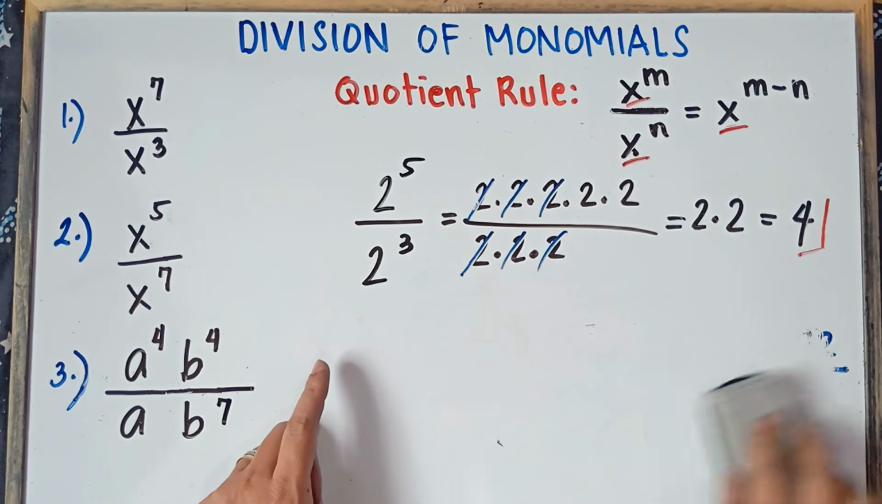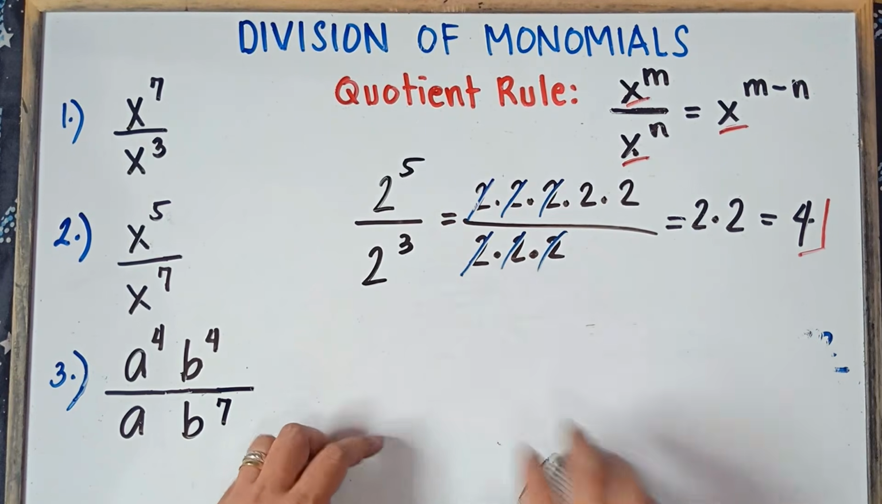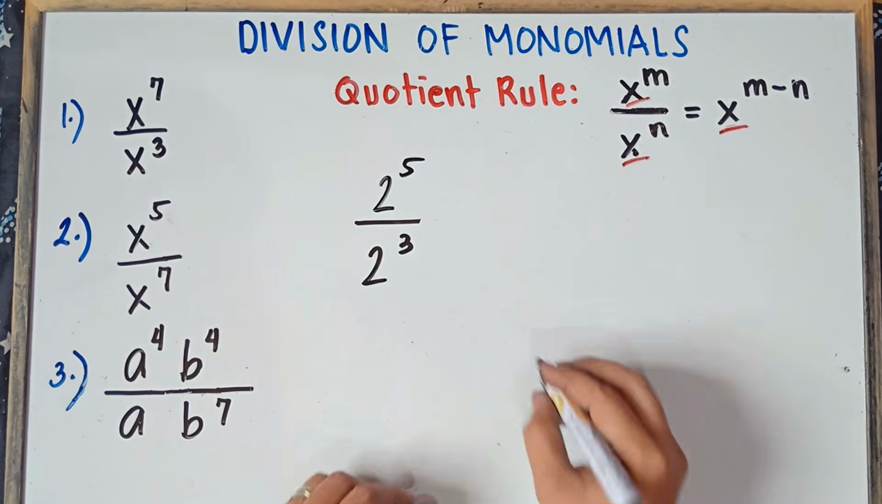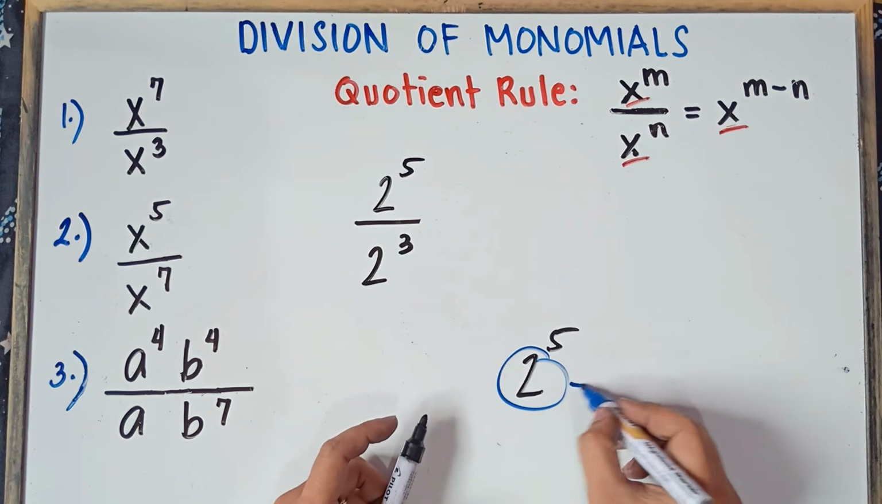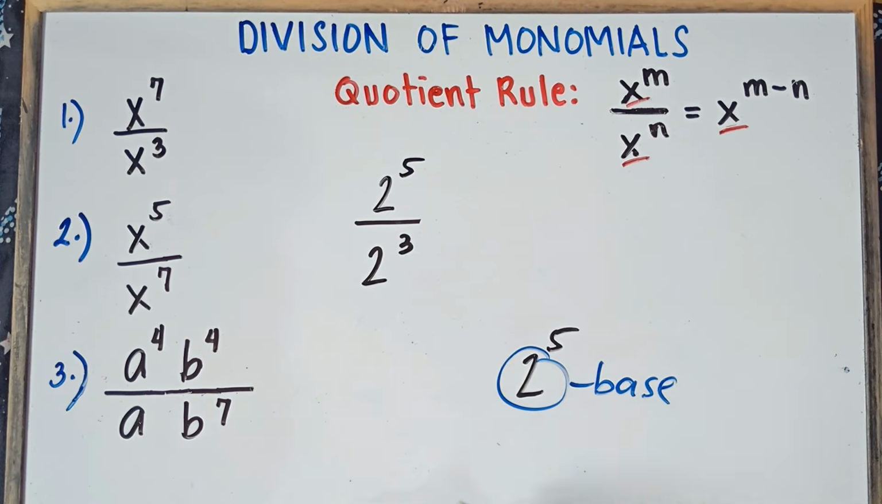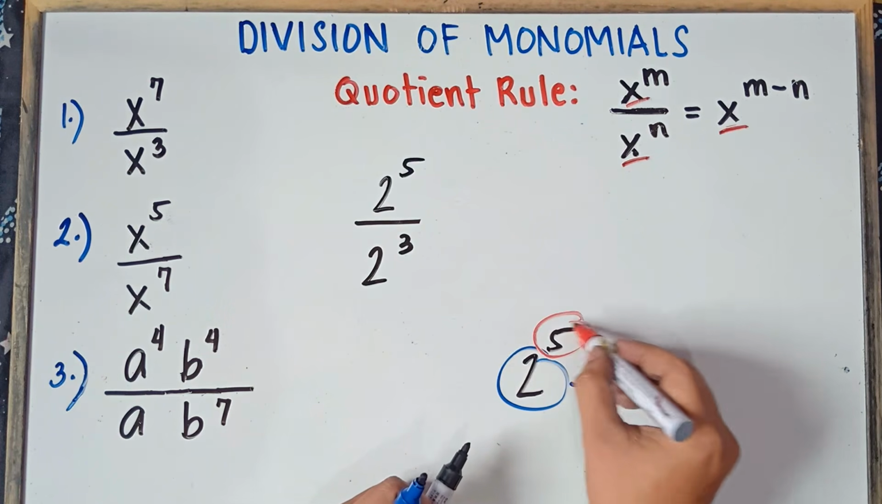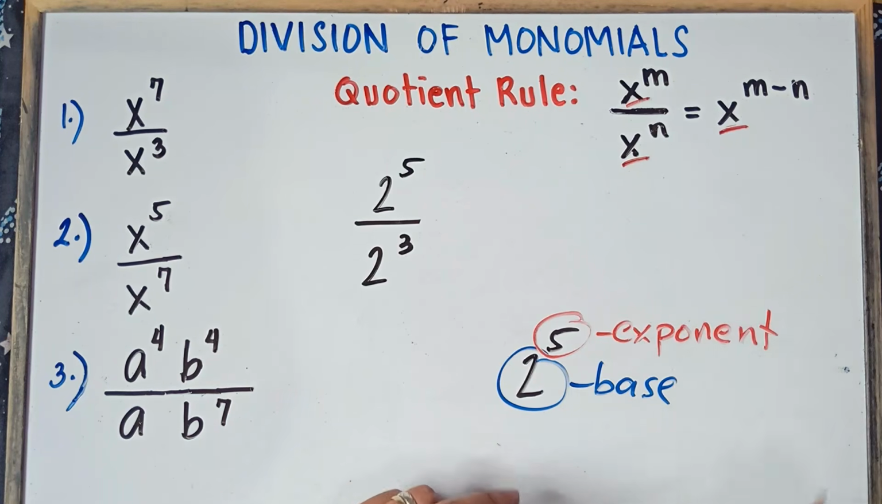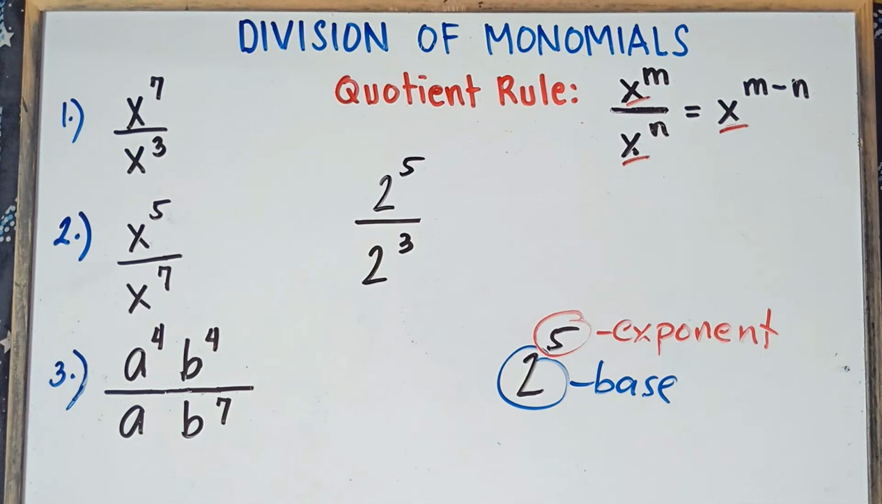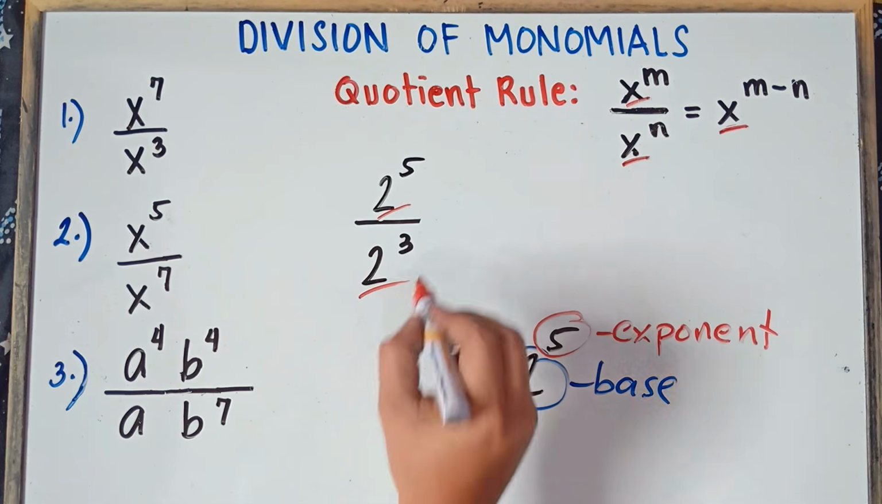Once again, class, let's apply the quotient rule in this given example. In 2 raised to the power of 5, this 2 right here is what we call the base, and this 5 is what we call the exponent. Question, do they have the same base? Yup, they have the same base, right? That would be 2.